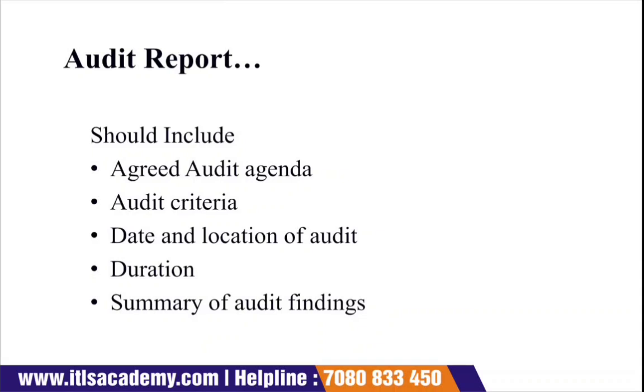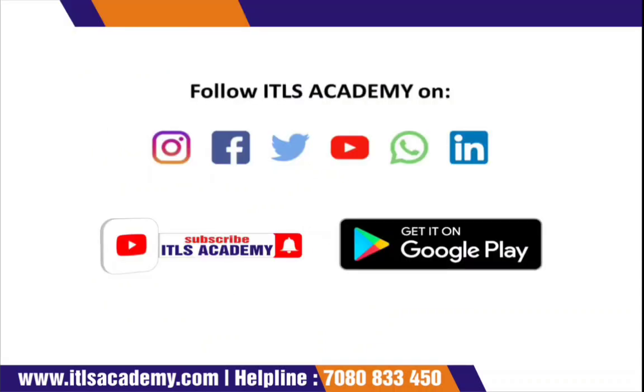So the audit report includes five things. The first is the agreed audit agenda, second is the audit criteria, third is the date and location of audit, and fourth is the duration, meaning what the duration of the audit is, and at last the summary of audit findings. Okay, so that's all about the lecture.